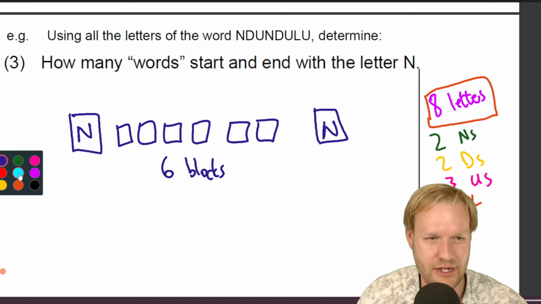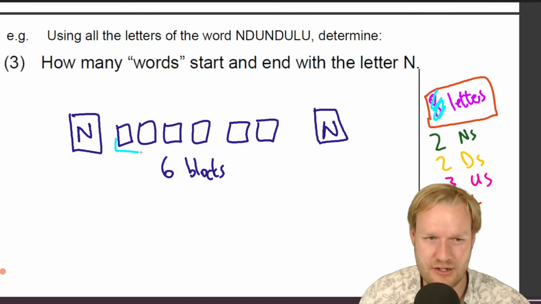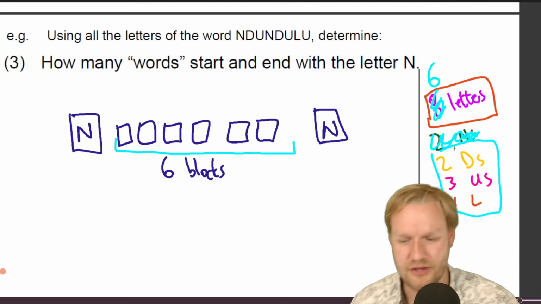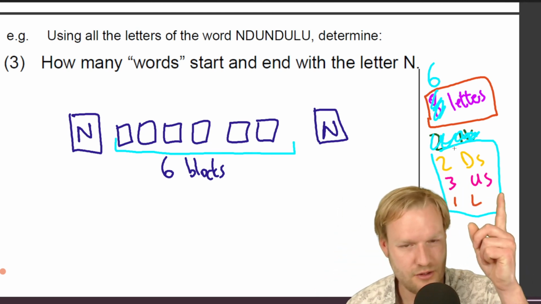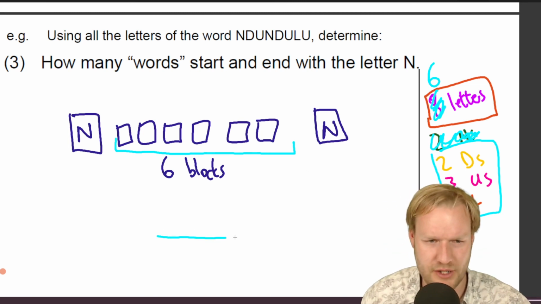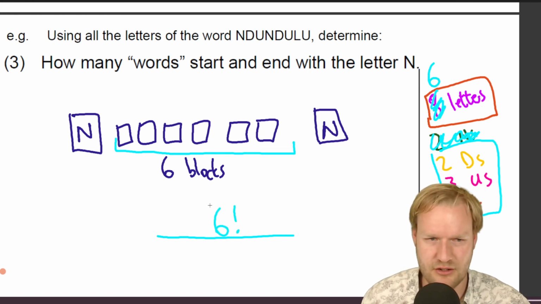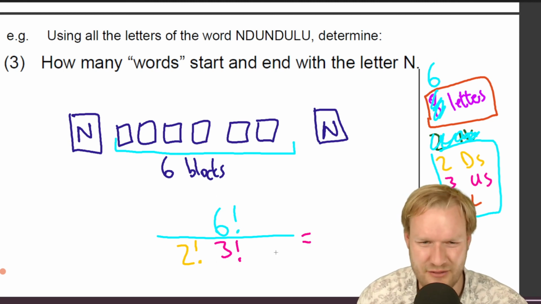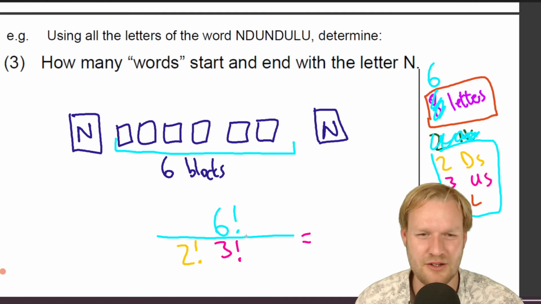So for our 6, if we re-look at what we got, we're only interested in filling these in. There's 6. We got no N's left to choose from, but we've just got the rest of these here. We've got our 2 D's, 3 U's, and 1 L. So when it comes to our formula now, we've got 6 that we're filling in, so 6 factorial. We need to account for the 2 repeated D's and the 3 repeated U's. So that's what our equation is going to look like when we fill it in now.